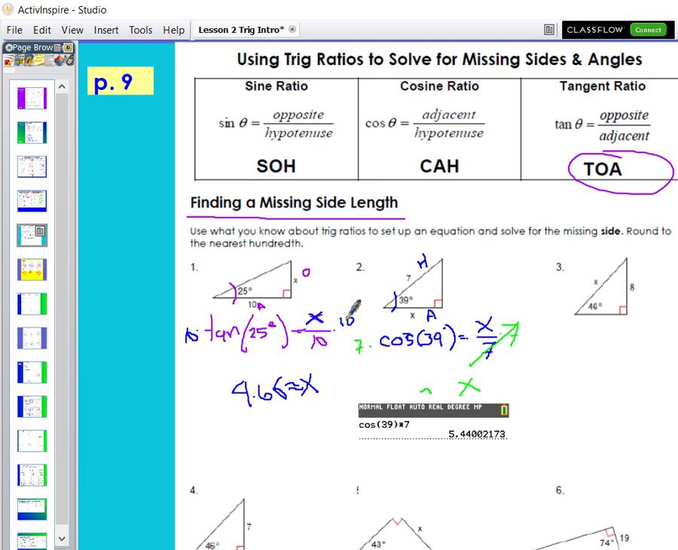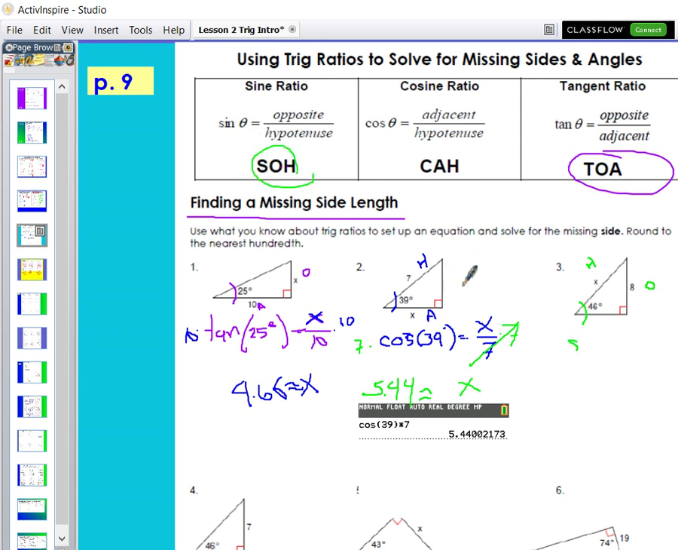X is about 5.44. Now, this next one is where the really interesting stuff starts happening. So let's set this one up. What do we have? From this point of view, we've got the opposite side, and we've got the hypotenuse. Okay, so which of these are we going to use? Opposite and hypotenuse? Adjacent hypotenuse? Opposite? Okay, so we need to use sine for this one.